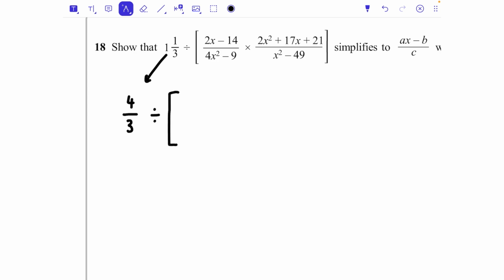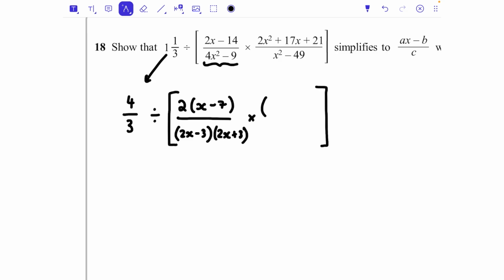Divided by. Now, inside these square brackets, and just think of them as big brackets, I've got lots of things that can be factorised. So I'm going to write 2x minus 14 as 2 lots of x minus 7. This is a difference of 2 squares, so we can make it 2x minus 3, 2x plus 3.